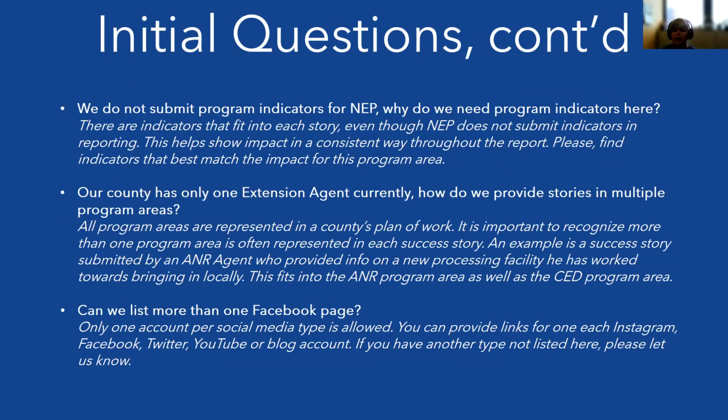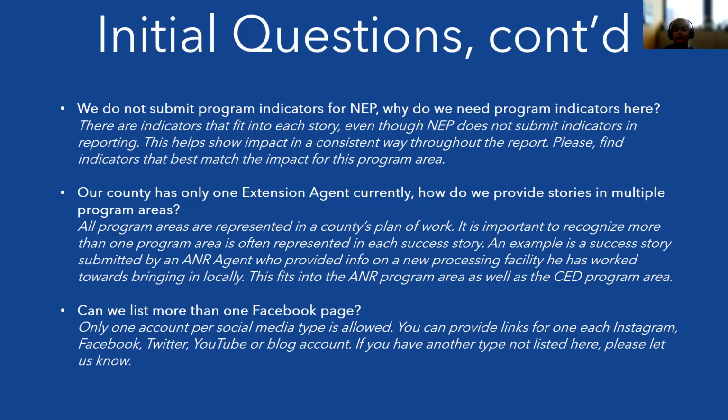Okay, more initial questions. We do not submit program indicators for NEP. Why do we need them here? There are indicators that fit into each success story, even though NEP doesn't submit specific ones for their reporting requirements. But this helps show impact in a consistent way throughout the report. I've never yet had an issue when I said there are going to be numbers that match up with your success story, even if they're not submitted specifically for NEP reporting. So see what you can do. I've never had any issues after that. They tend to find ones, and that really is a great expression of impact to their stakeholders.